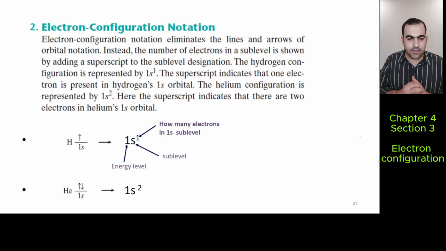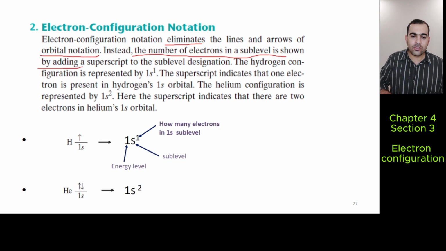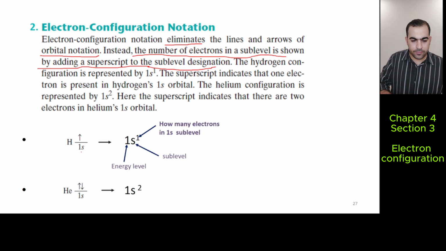Okay, let's continue. The next way to write electron configuration is electron configuration notation. It's very easy, easier than the orbital notation. You remove the lines. We don't use the lines and arrows of the orbital notation, and instead the number of electrons in a sublevel is shown by adding a superscript to the sublevel.